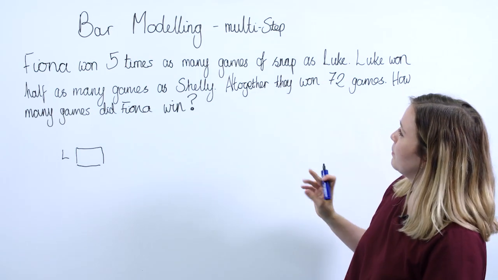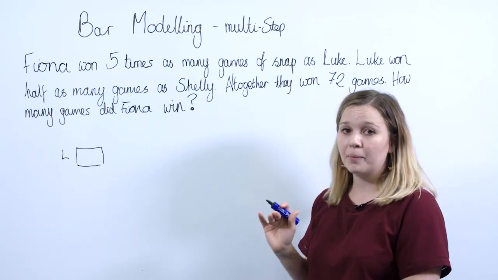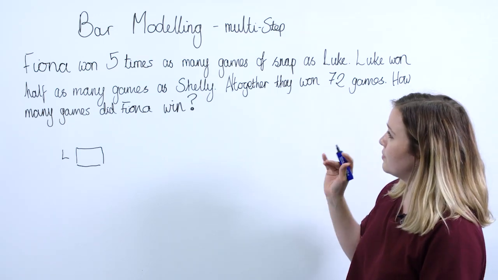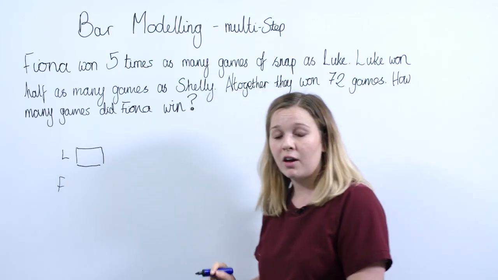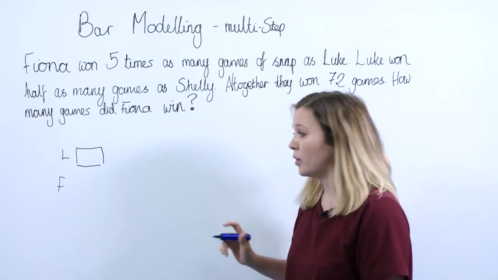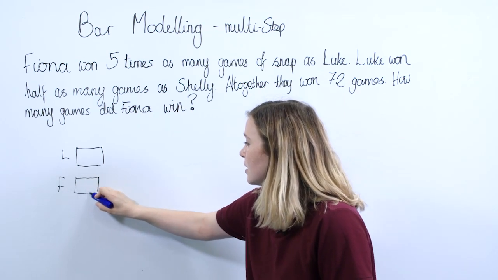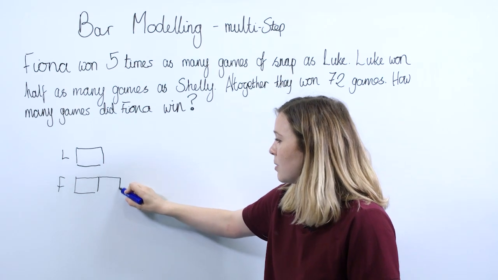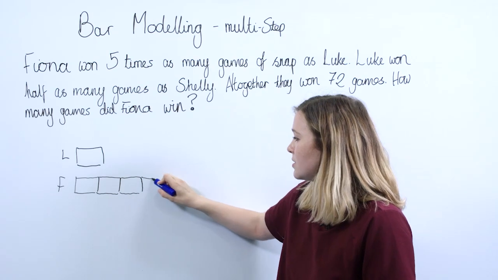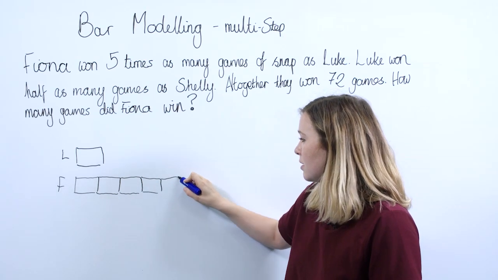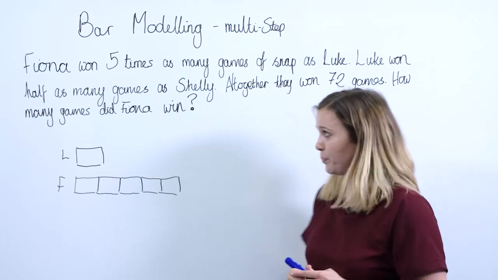It then tells me Fiona won 5 times as many games of Snap as Luke. So because I know that Fiona won 5 times as many, I can draw that bar for Fiona 5 times bigger than Luke's. So it's important that you draw that in the same size as that initial bar, but we're going to draw it 5 times to represent the 5 times as many games that she won. Okay, so this is Fiona's bar, showing how many games she won.